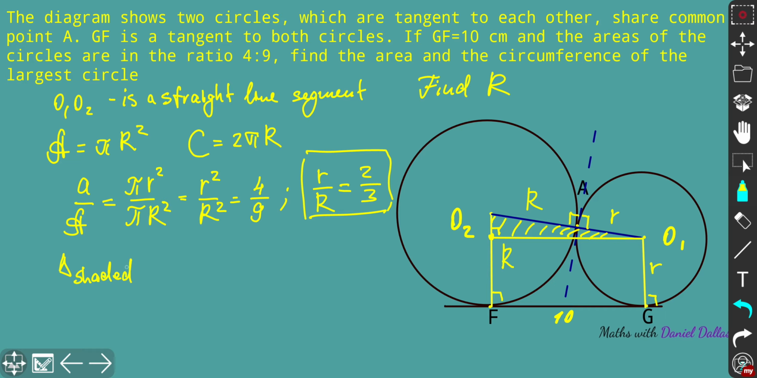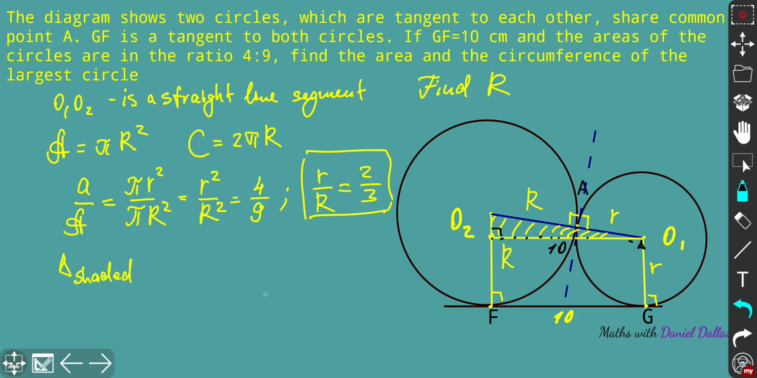So from the shaded triangle, we can say that this angle is a 90 degree angle, definitely. Why? Because this segment is simply FG that I lift up a little bit, and I lift it exactly by the distance small r. I just lift it up, and I put the parallel line that is equal to FG. So that's why we can state that the segment is going to be 10 centimeters.